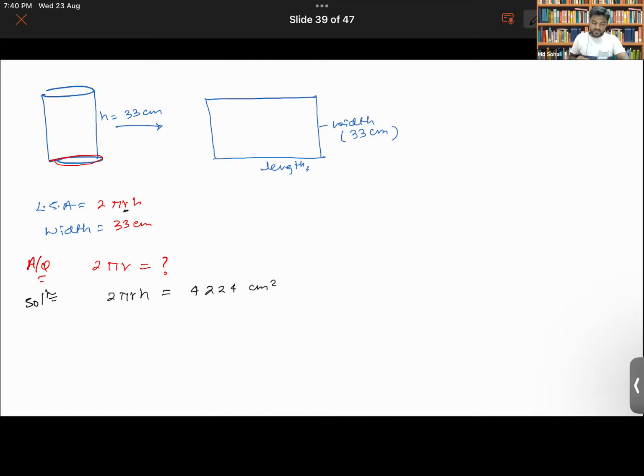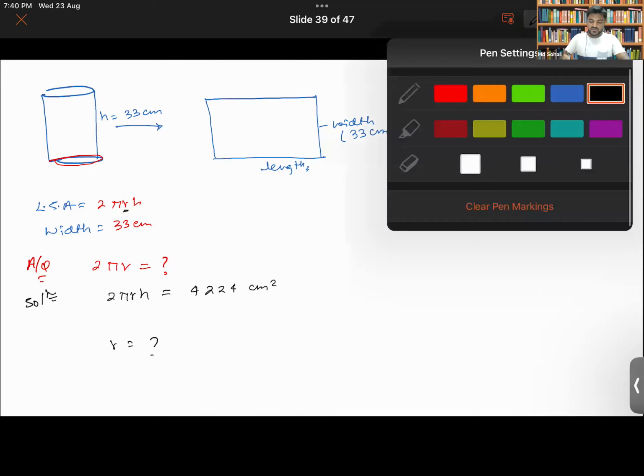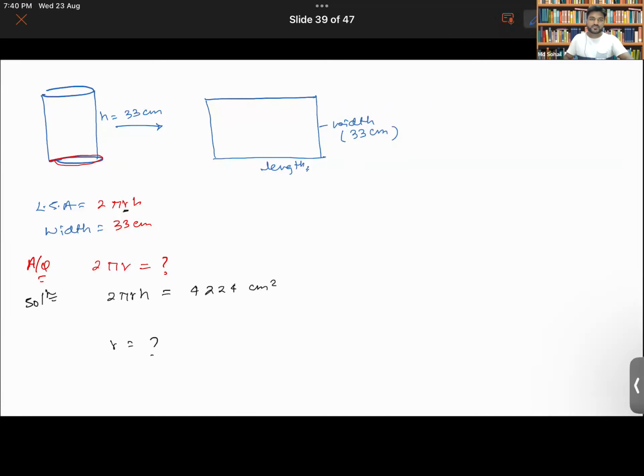So from here you will find the radius. Getting it now? Then put the radius in the formula of circumference. Then you will get the answer. Okay, do it and write the answer in the chat box.